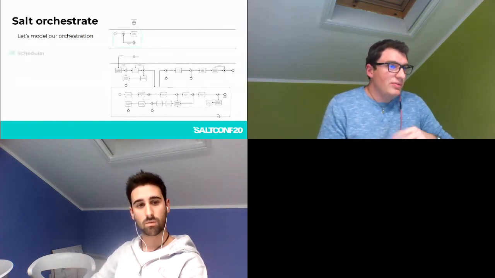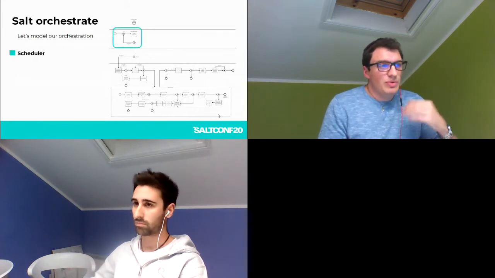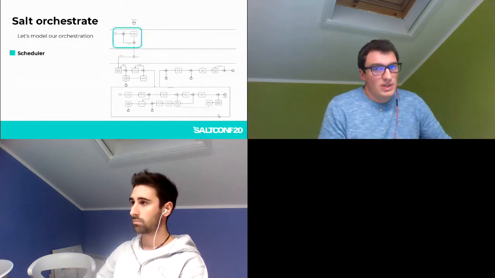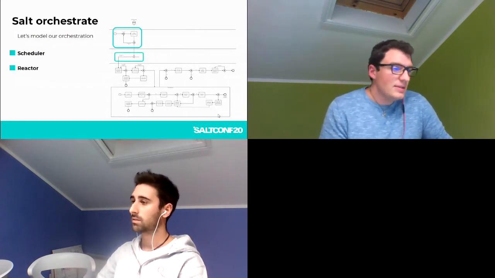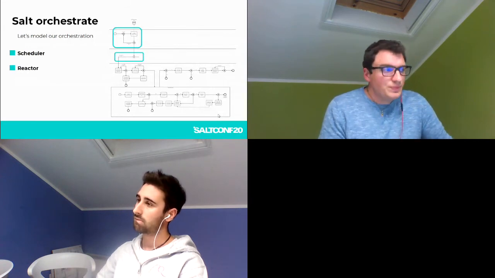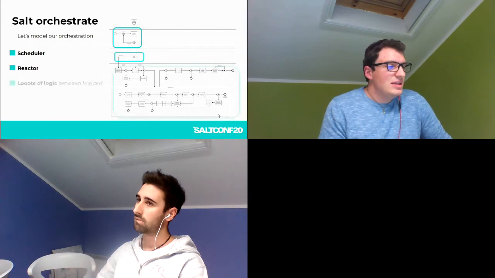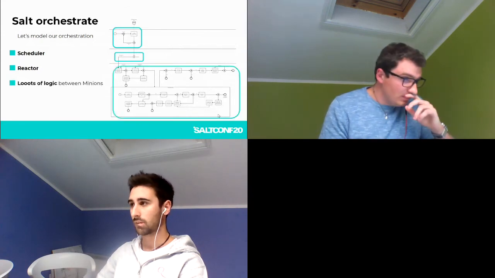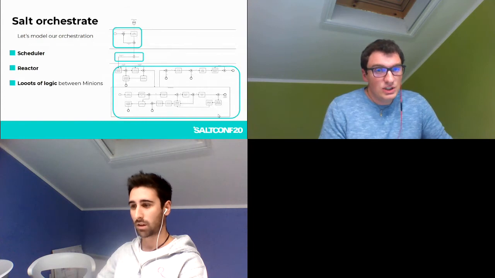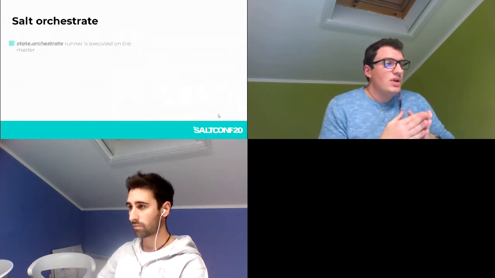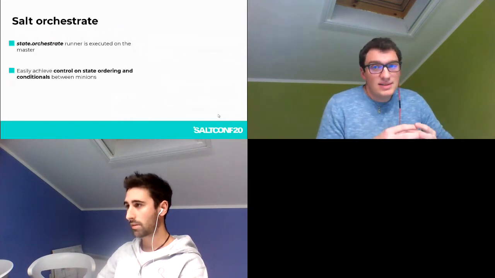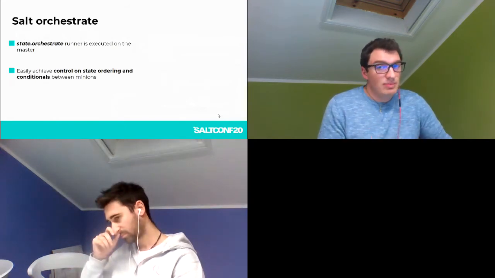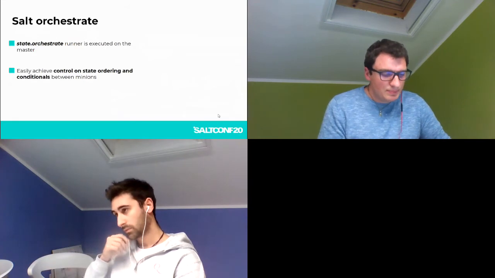So basically, we have the first part, that is the scheduler. So we perform some checks on the DB, and based on that, we send an event, as we saw. Then we have the reactor that is triggered by particular events that basically start the orchestration. The orchestration is simply lots of logic between minions. And how do we apply this logic? How do we control this logic? Well, we have the state orchestrate runner that gives us master level control over ordering and the conditional execution of a state apply, for example, on different minions.